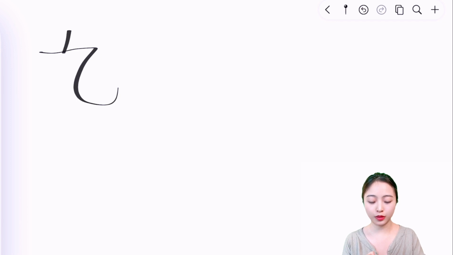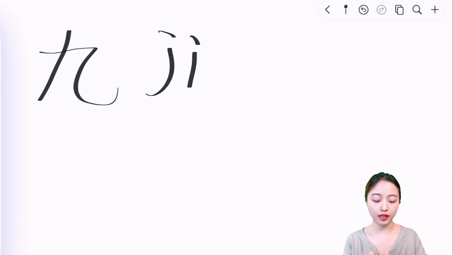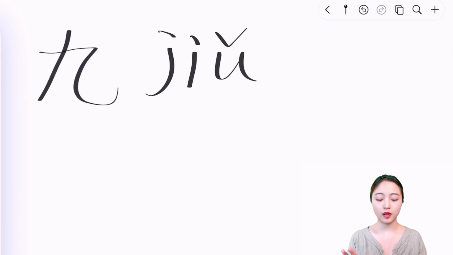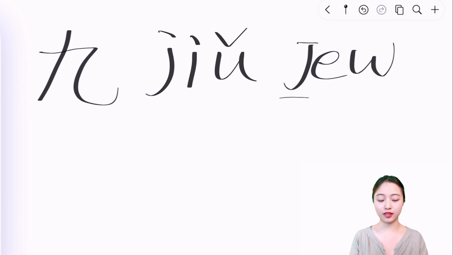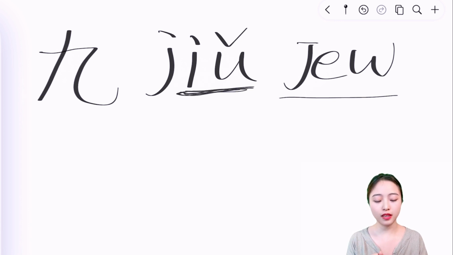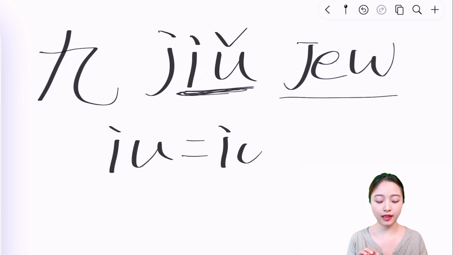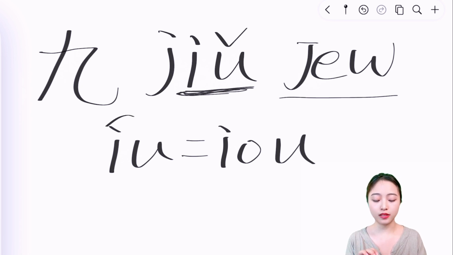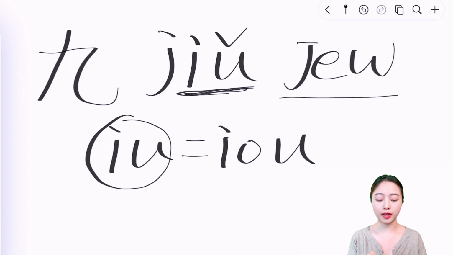Okay, next one. The third one is number 9. 九. The pinyin is this. Some of the students would read this one like "jow", a bit like the pronunciation of the English word "jow", right? But it's actually 九. The reason why it's 九 is because in pinyin, IU is the shorthand of IOU. So any pronunciation with IU will be IOU.